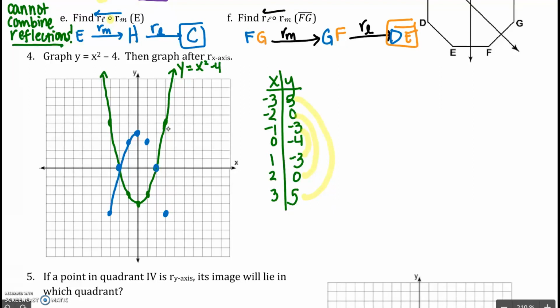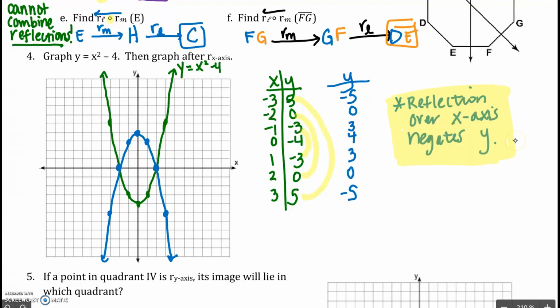And then we would have a second parabola. And this parabola has been reflected over the x-axis. Shortcut note: if you look at the coordinates for our y values here, this is now at -5, this is still at 0, this is now at +3, +4, +3, 0, and -5. So as a shortcut, a reflection over the x-axis will negate the y values.